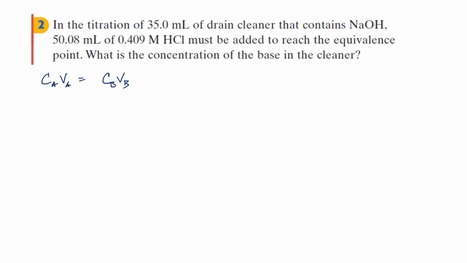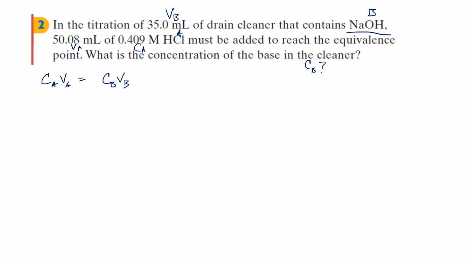Let's go through our sample problem and label all of our numbers. In the titration of 35 ml of drain cleaner, so 35 milliliters of drain cleaner which contains NaOH, that's a base. So this must be our volume of a base. 50.08 mils of a 0.409 molar HCl. HCl is an acid. This must be our concentration of an acid. This must be our volume of an acid. Must be added to reach the equivalence point. What is the concentration of the base in the cleaner? So at once Cb is our question mark.